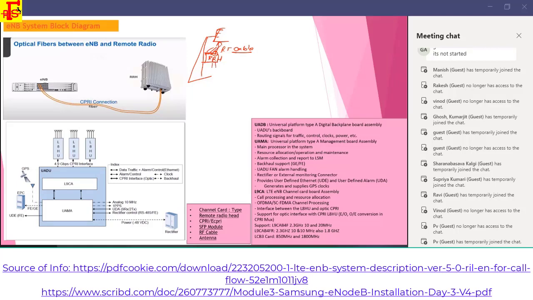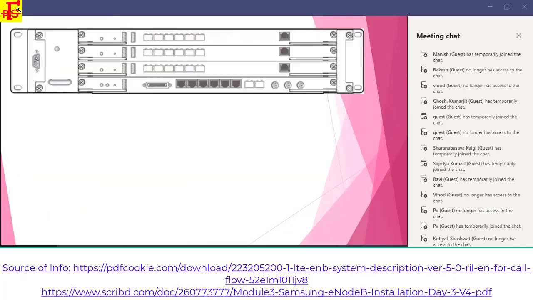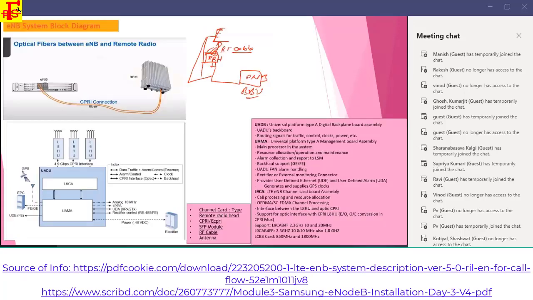And here a CPRI is connected to the eNodeB. The eNodeB, which you can also call the BBU, is connected through the CPRI cable. One CPRI is connected here, in the eNodeB, and one LAN cable is connected to the eNodeB. We can say Ethernet, fast internet, gigabit internet, which is connected to the EPC.